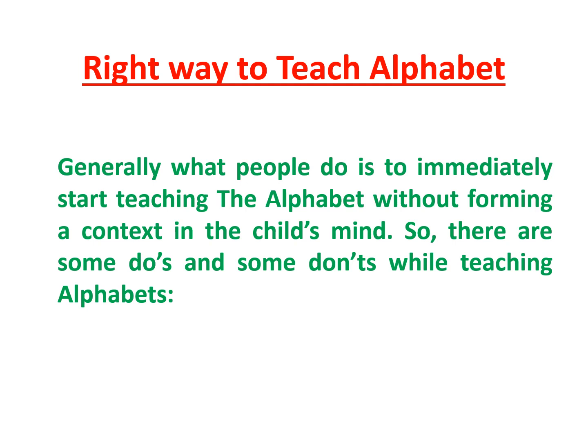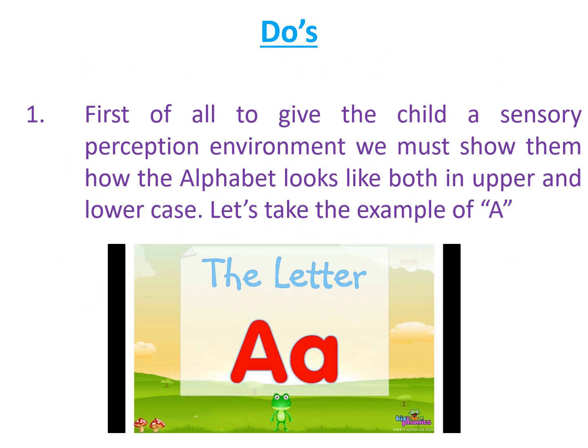Generally, what people do is to immediately start teaching the alphabet without forming a context in the child's mind. So, there are some do's and don'ts while teaching alphabet. First of all, to give the child a sensory perception environment, we must show them how the alphabet looks both in the upper and lower case. This is very important. You can see in the slide that A is written in both upper and lower case.